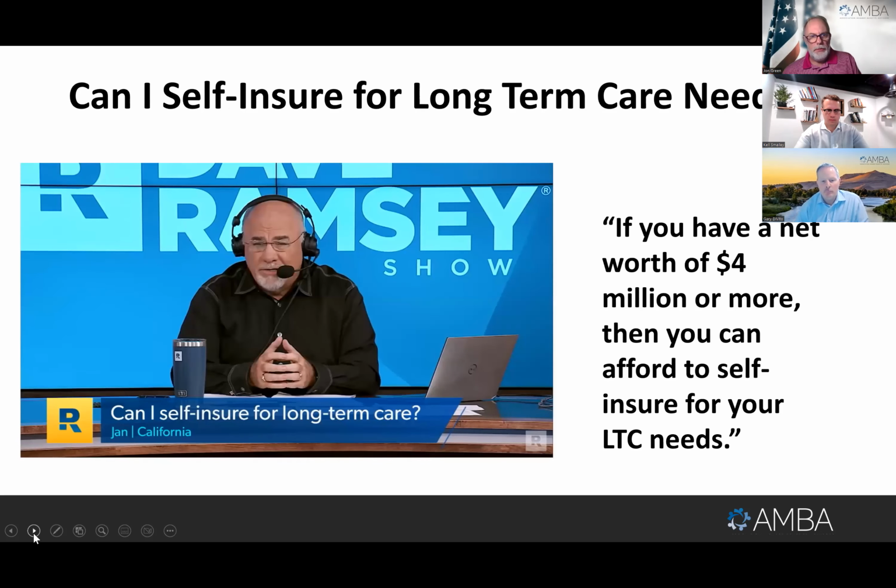My good buddy, Dave Ramsey, and I'm taking a Dave Ramsey class with my son and daughter-in-law at church. I was listening to him and heard a stat. Somebody called in and said, what about long-term care? Can I self-insure from a long-term care standpoint? Well, if you're like Gary and you've got $4 million net worth, you can afford to self-insure for your long-term care needs. If you're not like Gary, you're like Kel and I, and we don't have a $4 million net worth, then long-term care is a solid option for you to protect your assets.